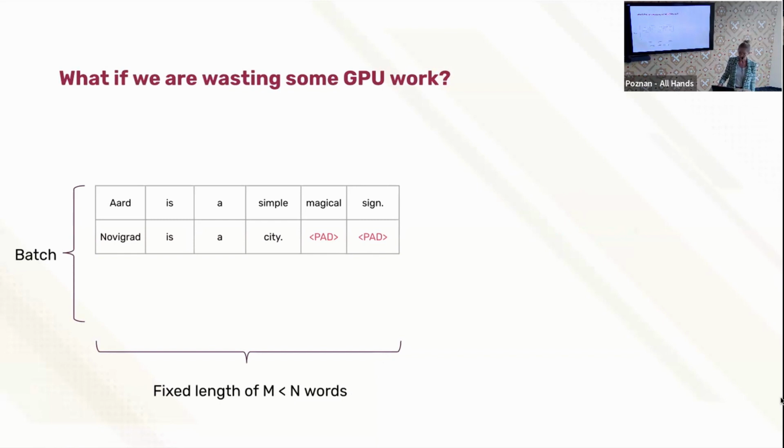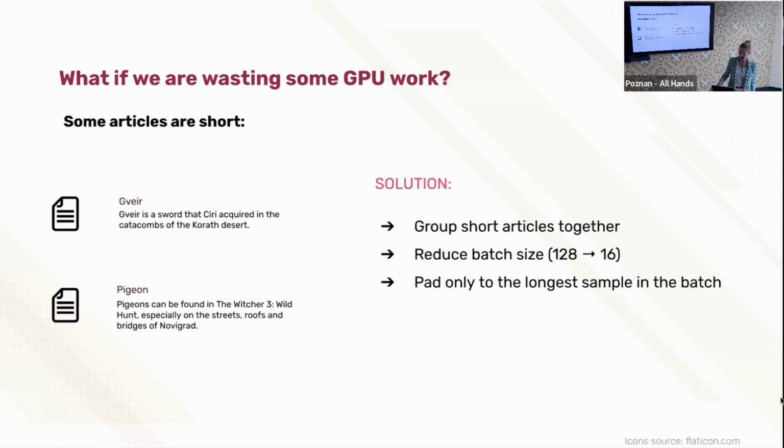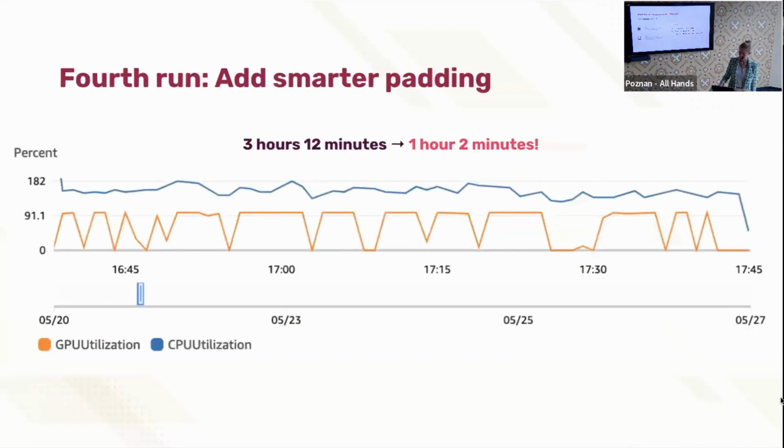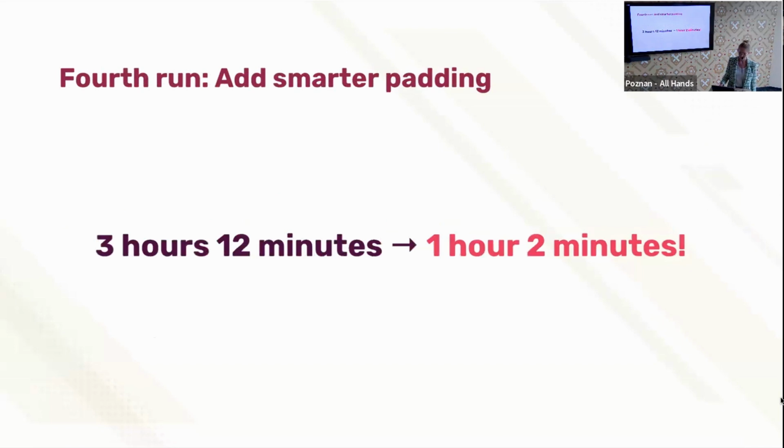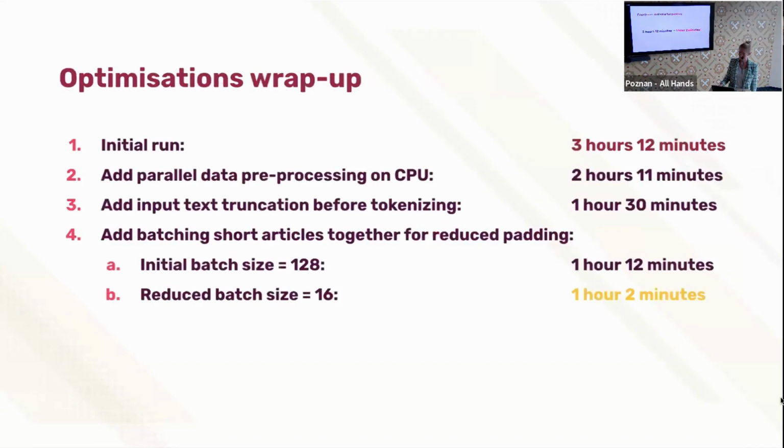I was a bit skeptical about this one, but we planned that we will group short articles together and reduce the batch size. This way we want to maximize the chance that we will really shorten the batches. And we want to pad only to the longest sample in the batch, so changing the padding strategy. So will it work, or is it too complicated? It turns out that we saved another 30 minutes with this improvement, and we finally went from 3 hours 12 minutes to 1 hour and 2 minutes.